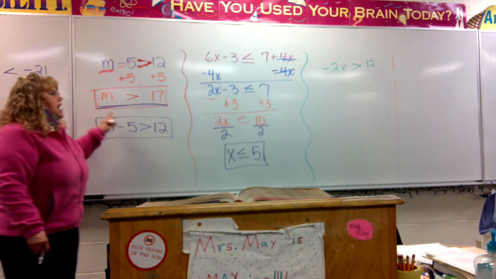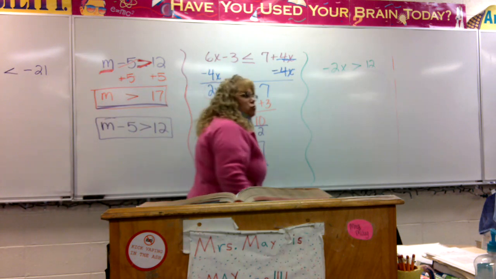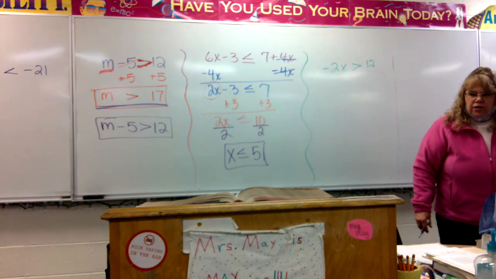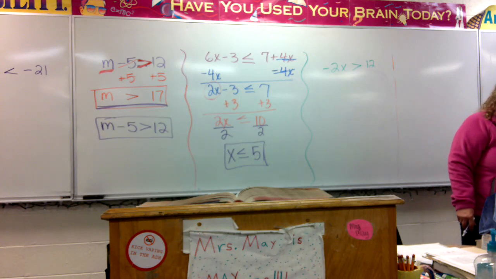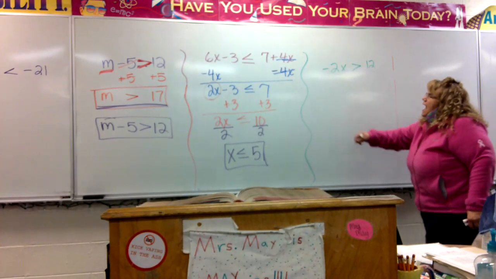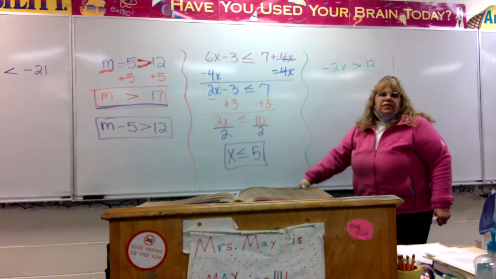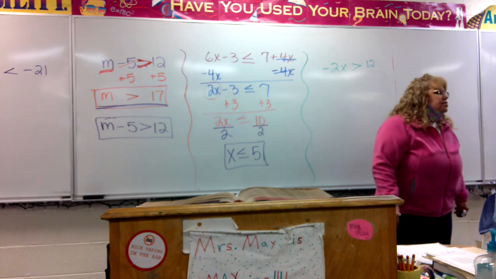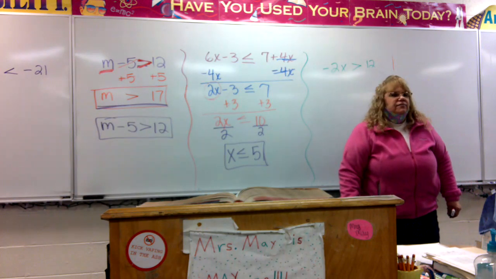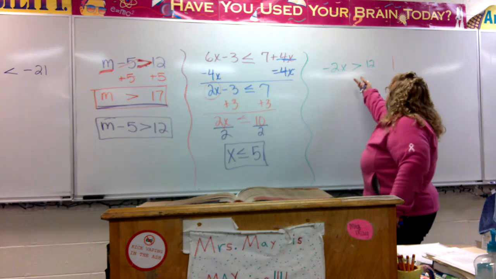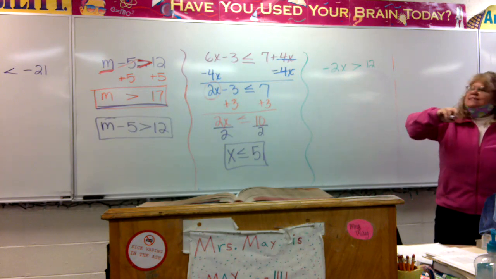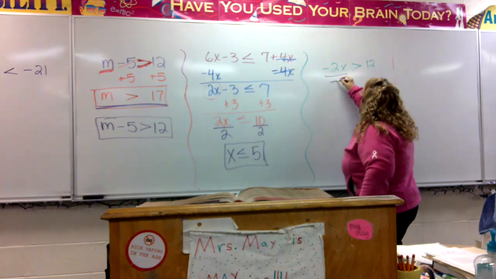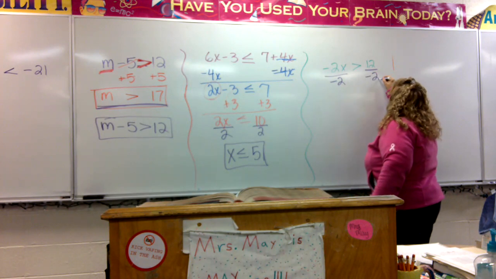So, if it's exactly like doing equations, why do we have to spend another day on it? Well, there's one little catch. One little thing that's different. As you are solving it, if you multiply by a negative or divide both sides by a negative, you have to flip the inequality over. For instance, how do you get this x by itself? Divide both sides by -2.